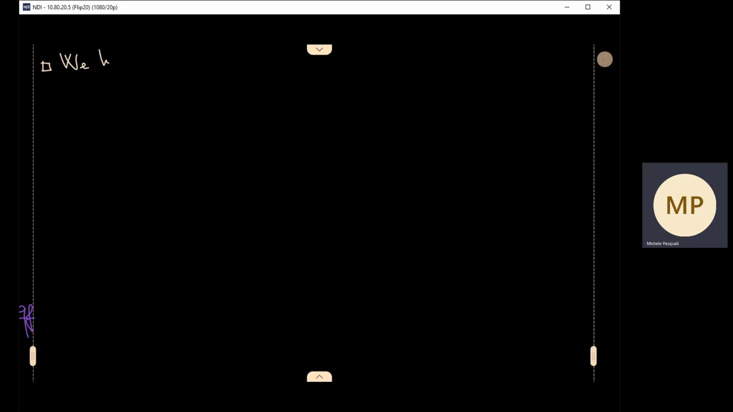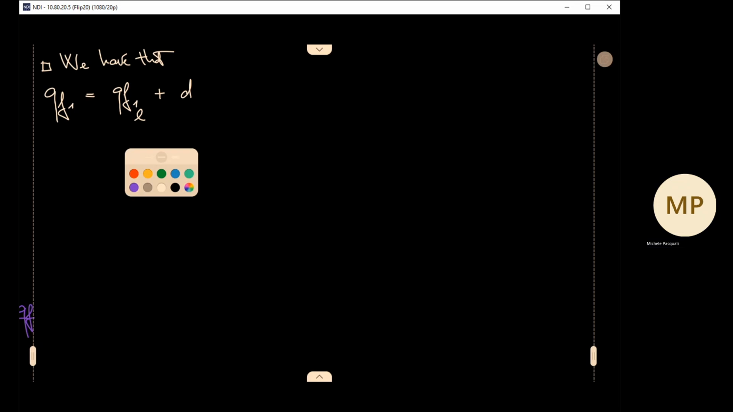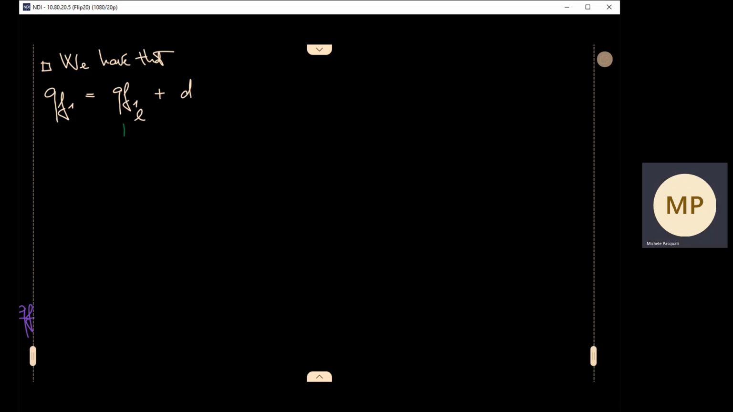So we have that. Let's consider, for example, the deformation variable QF1. Okay, and we make the assumption that this variable, in fact, has an elastic part that we denote with the subscript L, plus a rigid part, which we call D. So this is going to be our elastic part, and this instead is the rigid contribution.